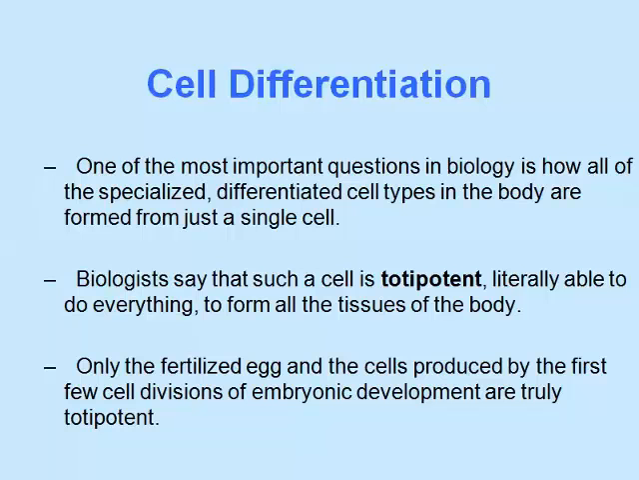Okay, so how are cells different? One of the most important questions in biology is how all of the specialized differentiated cell types in the body are formed from just a single cell. We start off with the fertilized egg, so you have your mom's DNA and your dad's DNA. How does that one cell turn into many more cells? Biologists say that such a cell is called totipotent, and that means literally able to do everything. So our embryonic stem cells we consider totipotent. Only the fertilized egg and the cells produced by the first few cell divisions of embryonic development are truly totipotent. So that first fertilized egg and then the few cells after that.